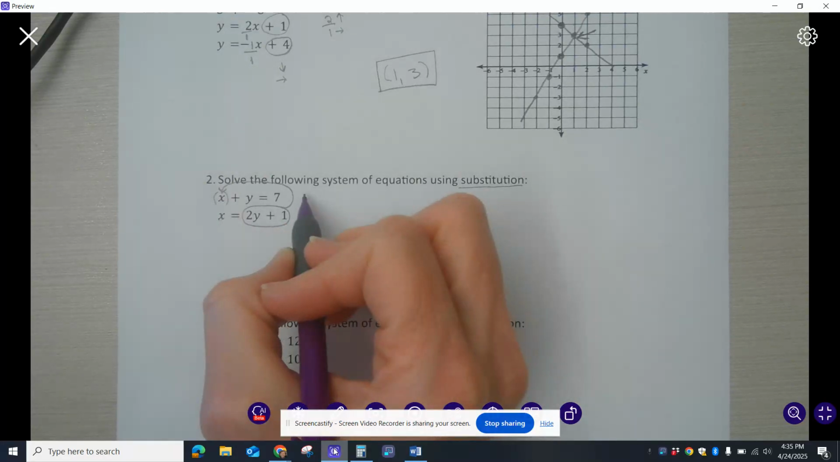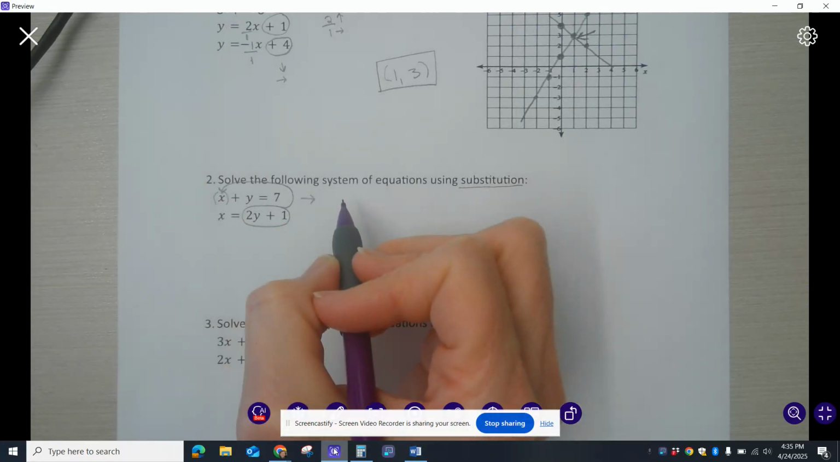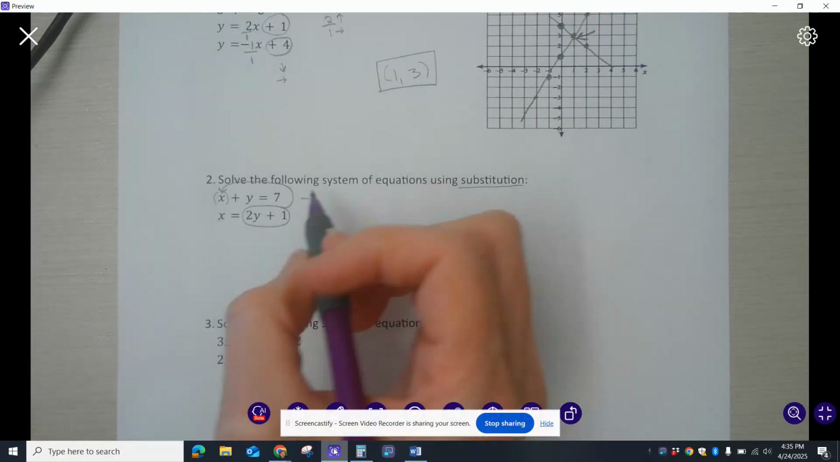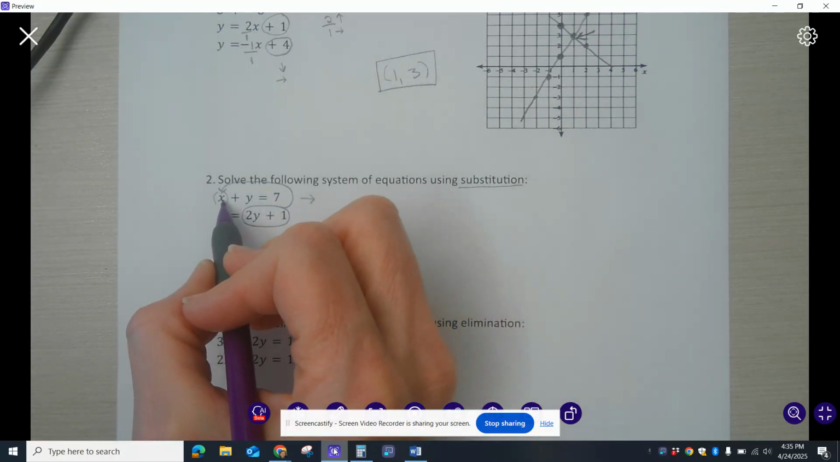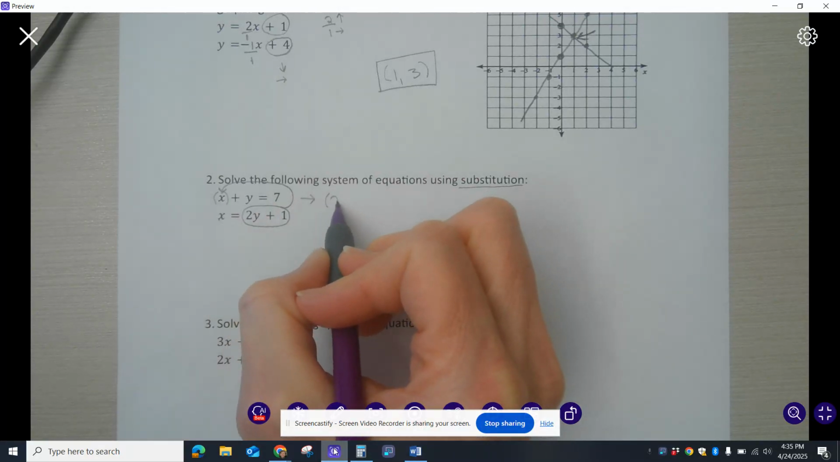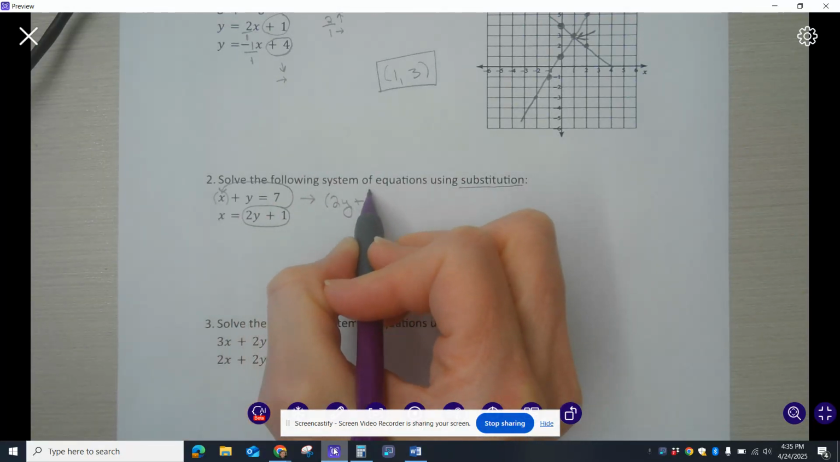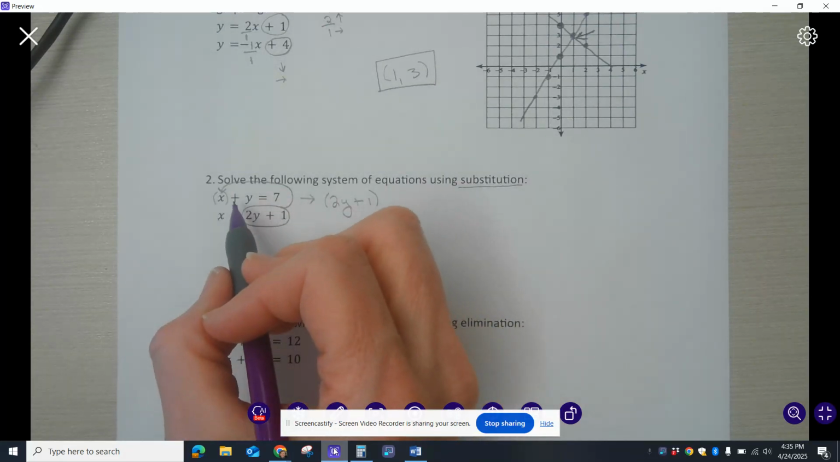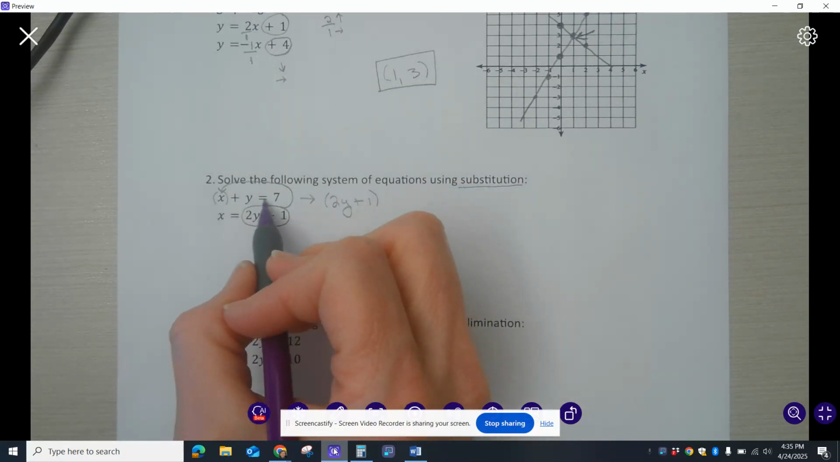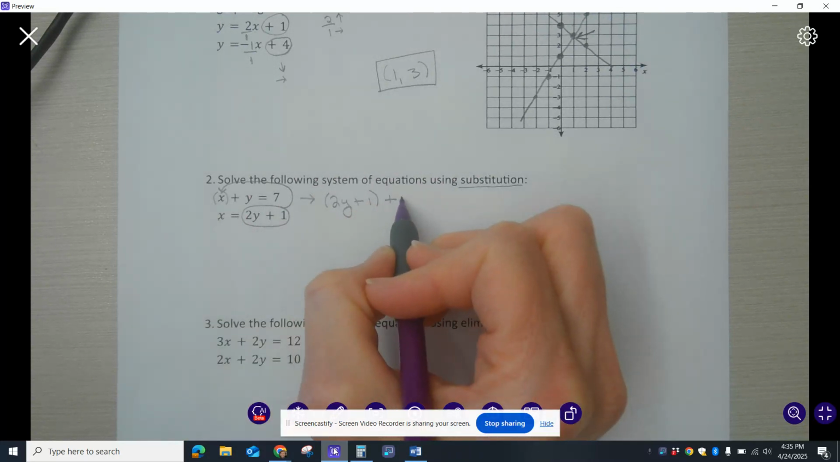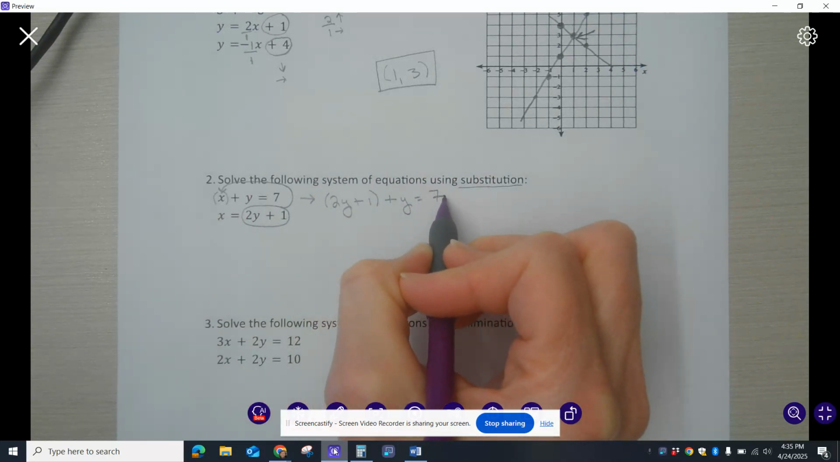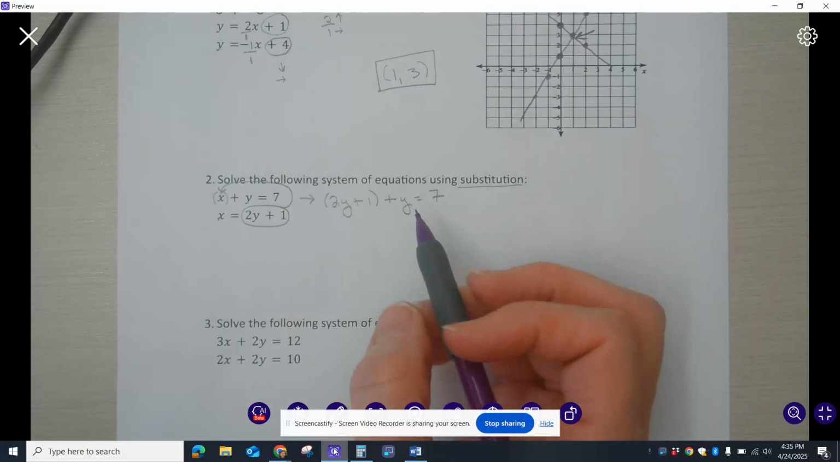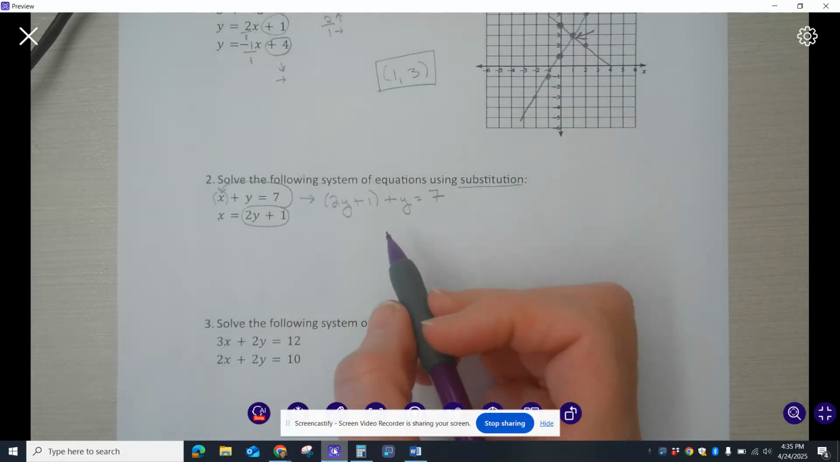Our new equation will have only one variable. This is the substitution part. When I write this equation, I'm going to throw out the x, and in its place, I'm going to put the 2y plus 1. Make sure you're using this strategy. Then keep copying this equation. Plus y equals 7. This is an equation with just y values, so we're going to solve for y.